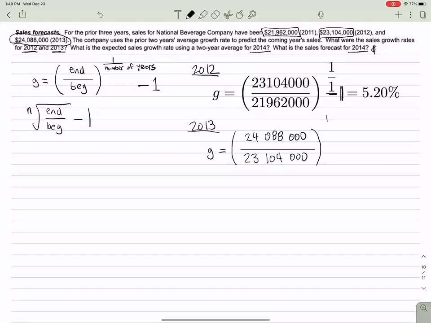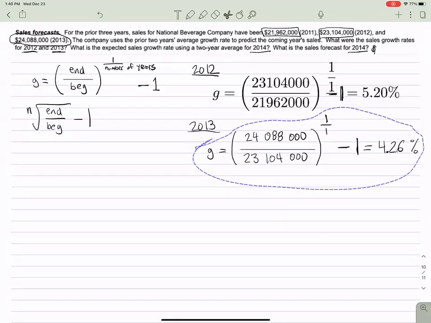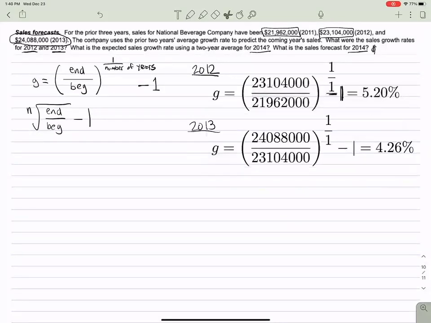And again, we're going to raise that to the 1 over. And again, in this case, we're just using comparison of 1 year. Okay, so that's the number of years. And we're going to subtract by 1. And that should give us a value of 4.26%. Let's see how that goes. Not bad.